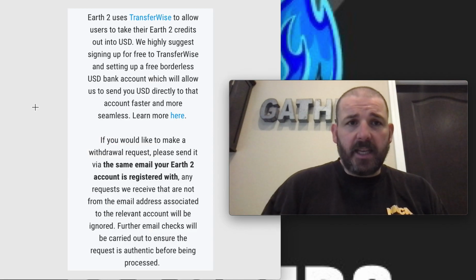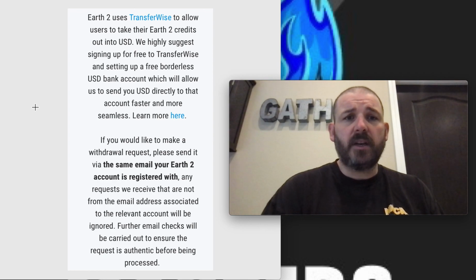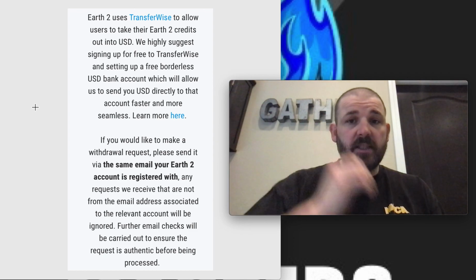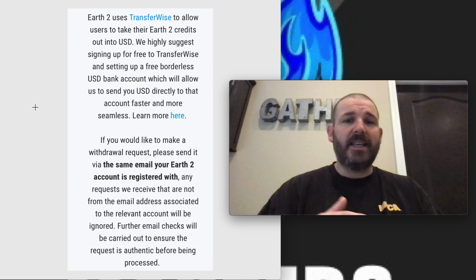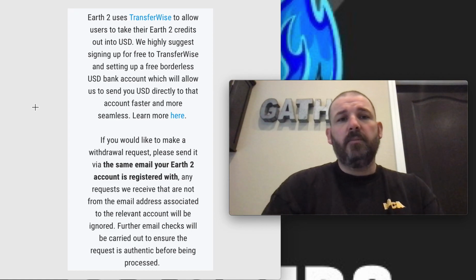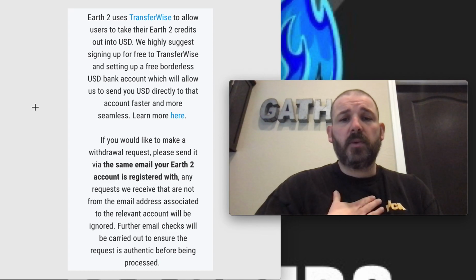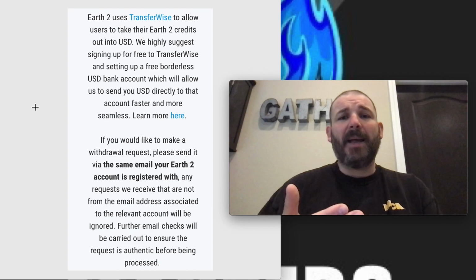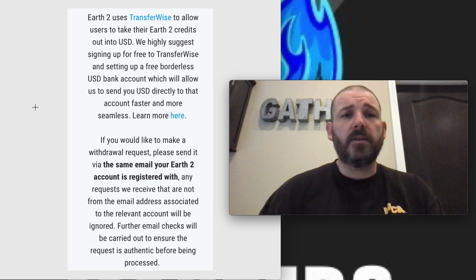And let's get into it. So Earth2 uses TransferWise to allow users to take their Earth2 credits out into US dollars or any other currency. They convert to other currencies as well. They focused on US dollars in this withdrawal process information, probably because originally it was US dollars on the site. Now it's e-dollars, which are still equivalent to US dollars, but you can transfer to other currencies on TransferWise as well. My particular withdrawal was into US dollars. It came out of Australian dollars. So they deposited it in Australian dollars, but it came to me in US dollars.